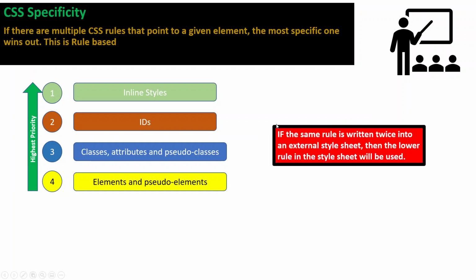Again, finally, if you have the same rule written twice in a style sheet, an external style sheet, then the lower rule in the style sheet will be used. That's the last one to be loaded, most importantly. So you would want to be mindful of that. So that's the specificity we are talking about.